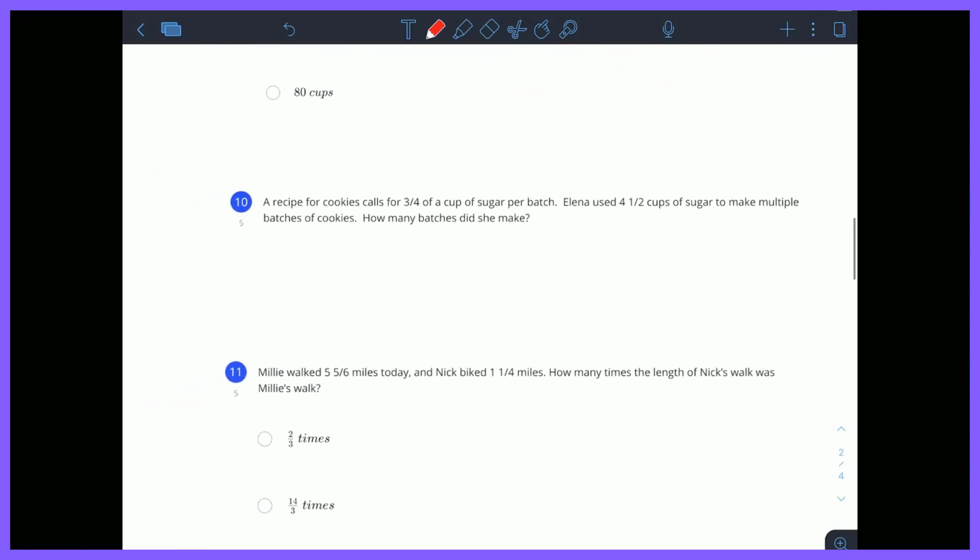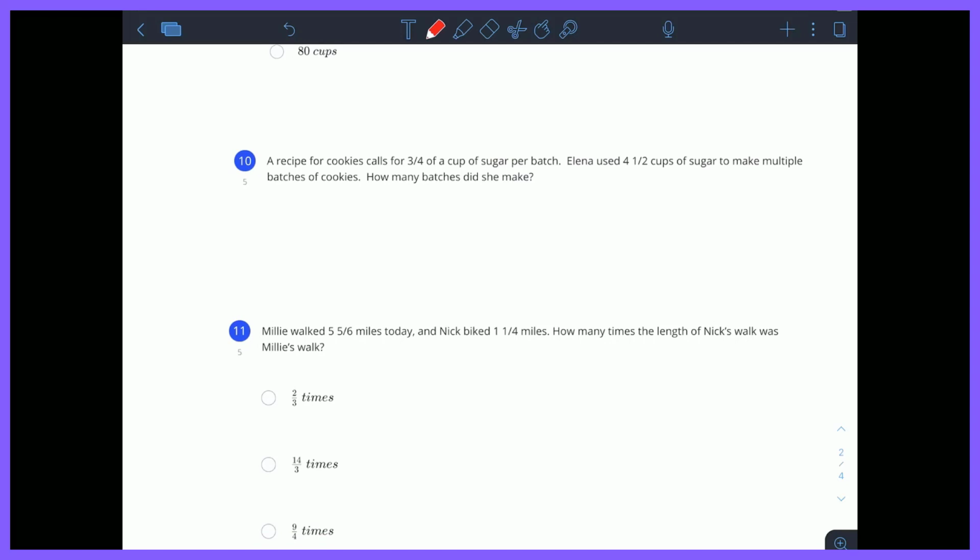Number 10, we'll zoom out a bit more here. Number 10, a recipe calls for 3/4 of a cup of sugar per batch of cookies. Alina used 4.5 cups of sugar to make multiple batches. How many did she make? Well, this is a simple division problem.